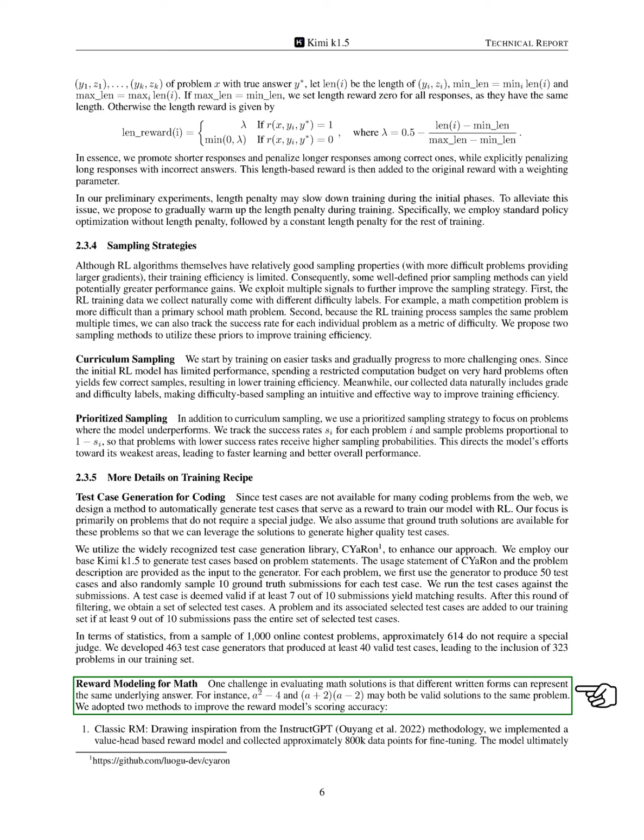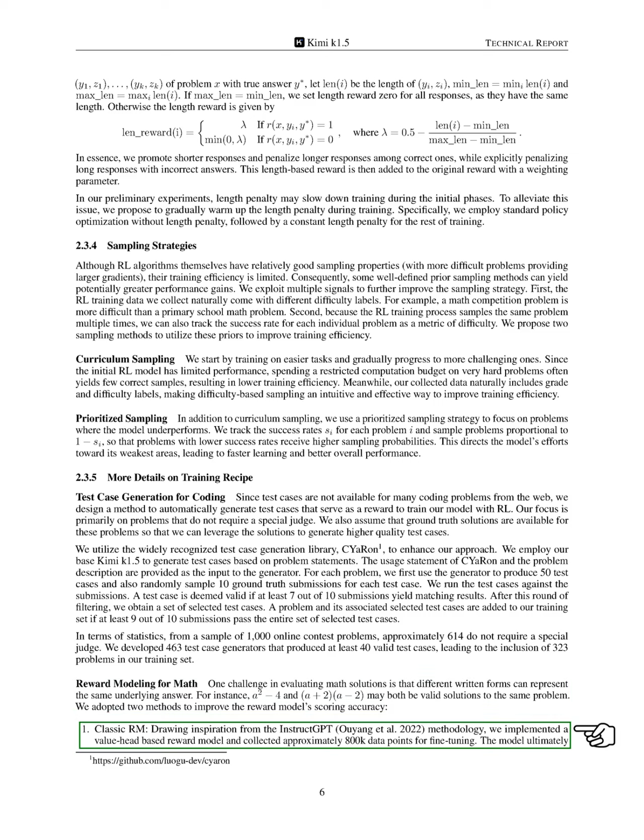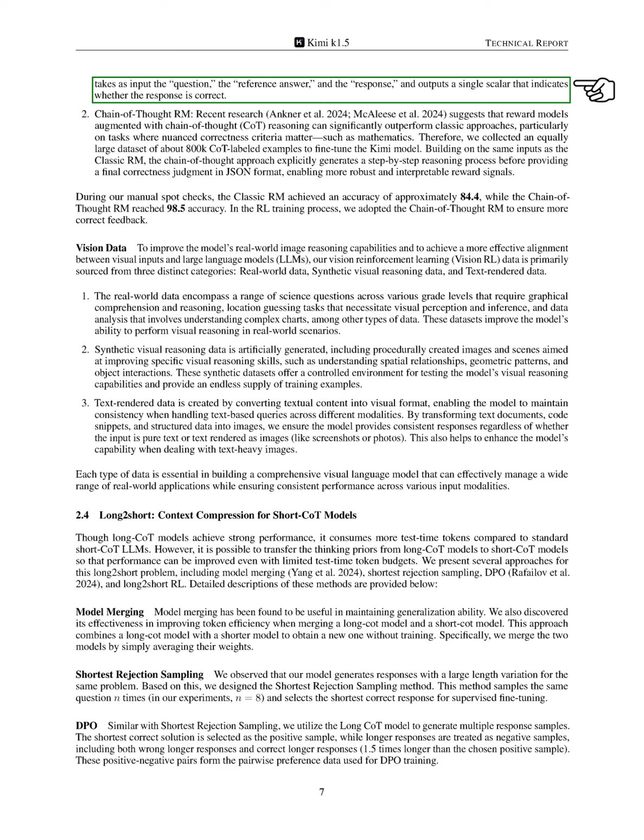In terms of reward modeling for math, we recognize that different written forms can represent the same answer. To improve our reward model's accuracy, we adopted 2 methods. The first, classic ERM, is inspired by the InstructGPT methodology, where we collected around 800,000 data points for fine-tuning. This model evaluates the input question, reference answer, and response to provide a correctness score.